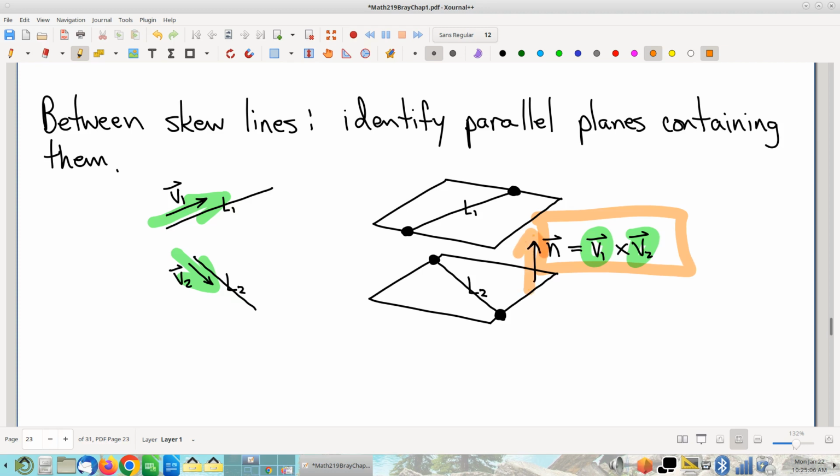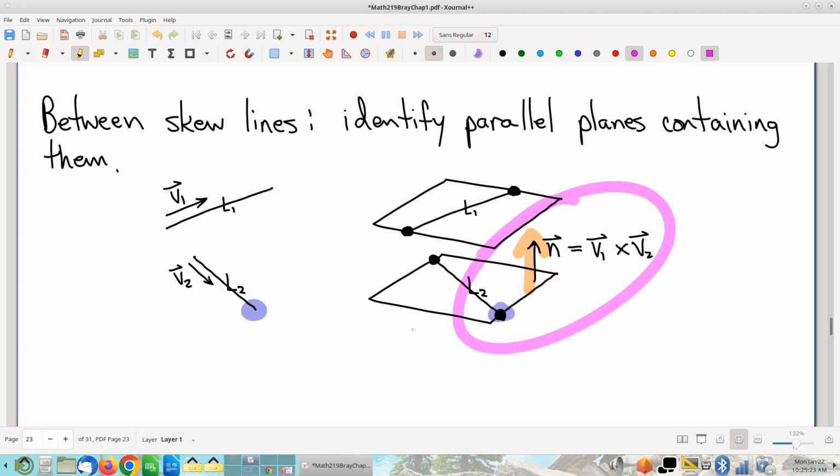So you just pick a point. It doesn't really matter which one. Once you have this normal vector, you can pick a point in one of these lines and then ask the question, where is the plane that contains the given point, and that is perpendicular to the given normal vector, and that will give you this plane right here, and that will contain that line, and then likewise for the other one.